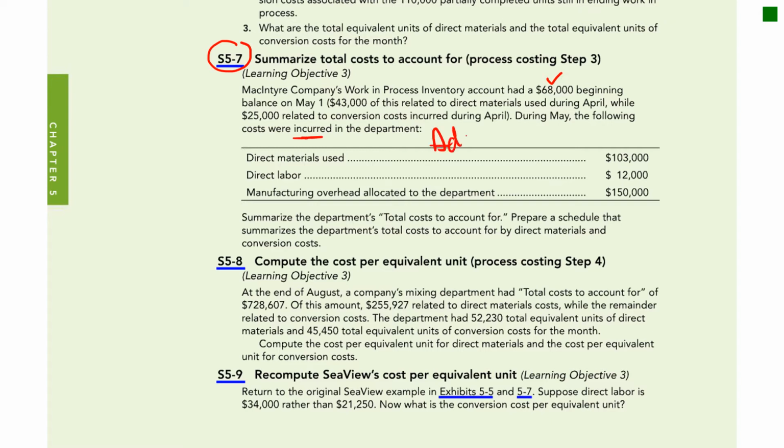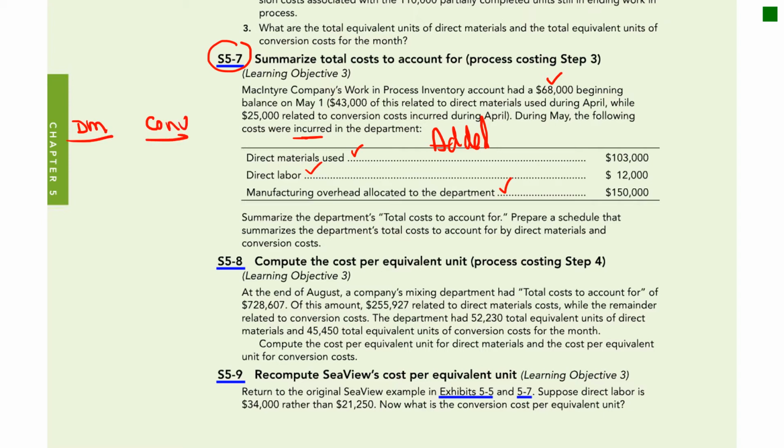So think of everything down here. These are going to be costs added. You've got product cost number 1, direct materials, direct labor, and then here's the overhead you're allocating. Here are your 3 product costs. They want you to summarize the total cost to account for, prepare a schedule that summarizes their total cost by direct materials and conversion. So essentially, what they want you to do is set up direct material and conversion columns.